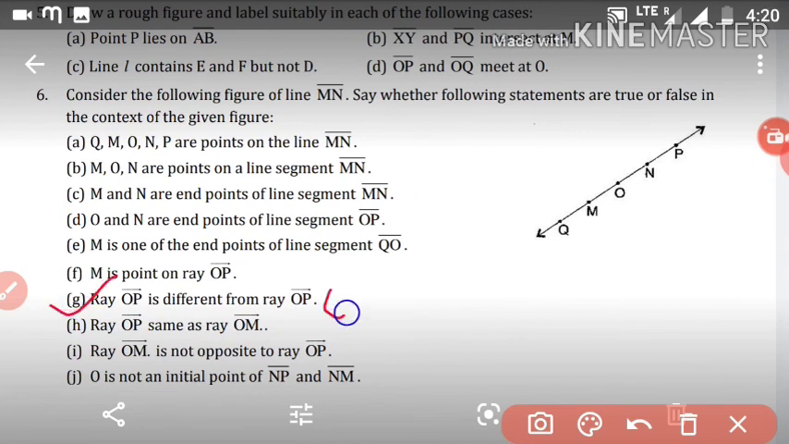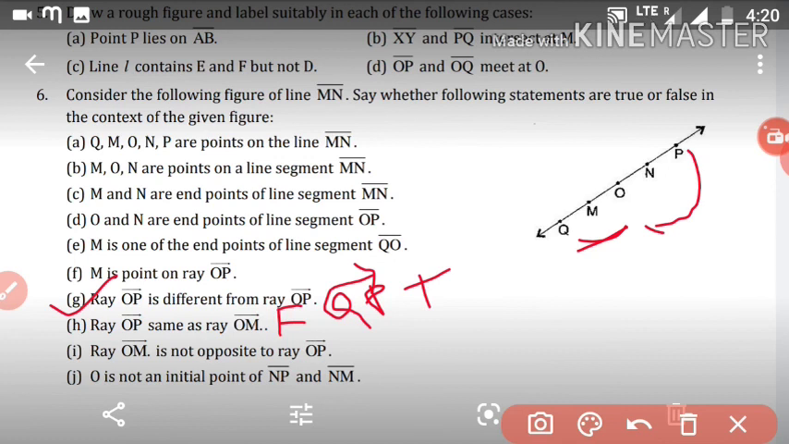G question. So G will be what? True. Ray OP is different from ray QP. This is QP. This is not OP, this is ray QP. So this will be true. Now next, H: ray OP is the same as ray OM. Now this is ray OP and ray OM. Is this the same? No, isn't it? So it is not the same, it is different, so it will be false.